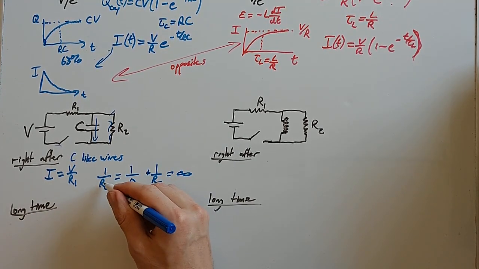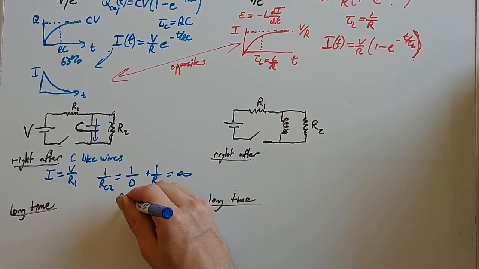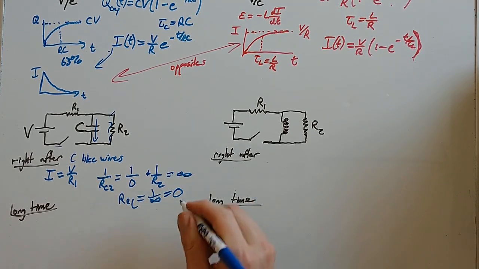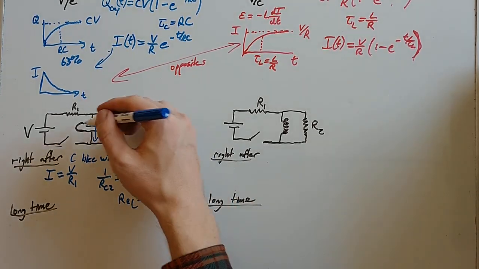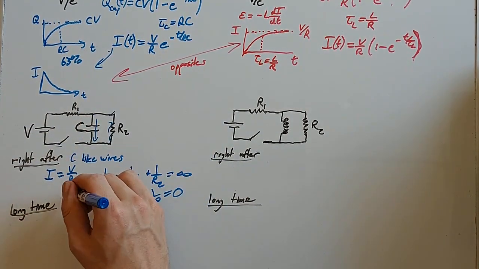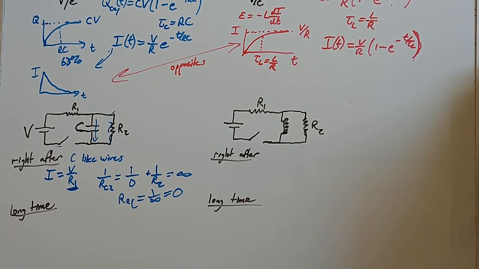So 1 over the equivalent resistance is infinity. So I flip it over, and I get that the equivalent resistance is 1 over infinity, which is 0. Divide by infinity is 0. So basically, there's no resistance here. All of it just flows through. So you're just left with R1 as the total resistance right afterwards.